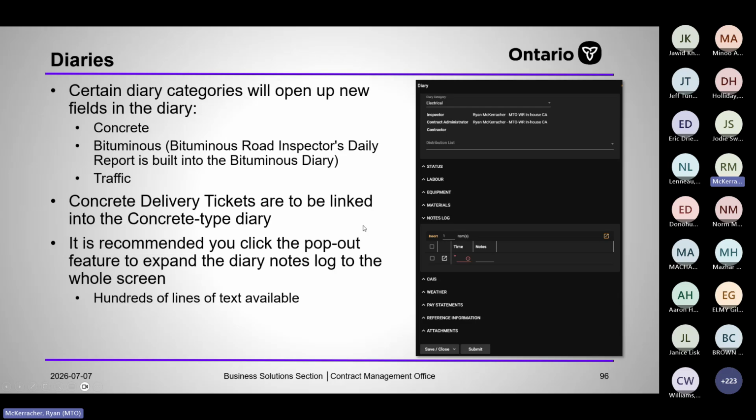Certain diary categories will open up new fields. So concrete, bituminous, and traffic will open up new fields underneath it. Concrete delivery tickets are to be linked into the concrete type diary. So if you choose concrete, there's going to be a field that opens up to link concrete delivery tickets. And it's recommended that you click the pop-out feature to expand the diary notes. So there's a little arrow inside of a square that I'm sure we're all familiar with. This right here. I don't know if you can see my cursor or not, but beside the red time field here to the left, you click that and you get a whole page to type into. There's lots of room for you to type notes.